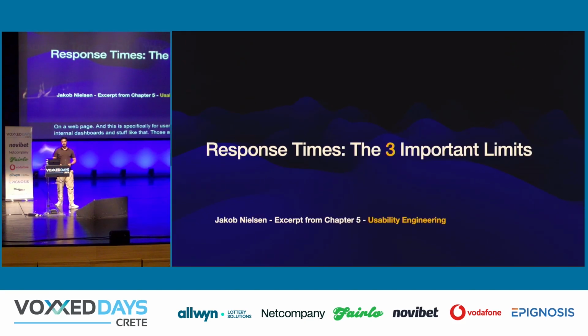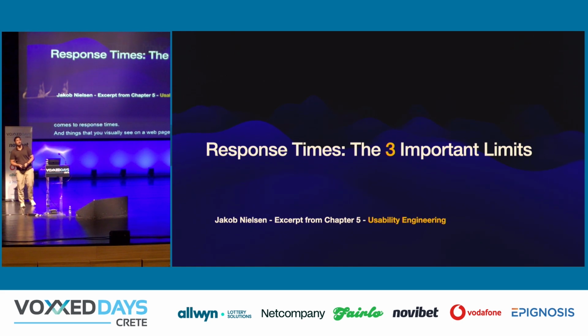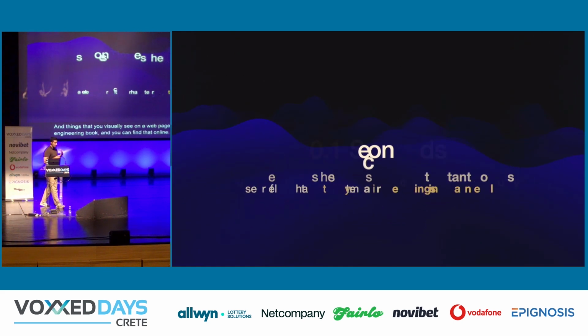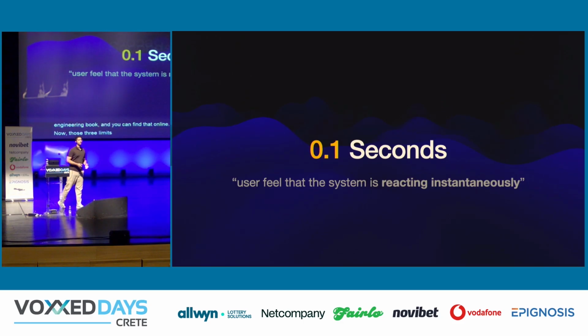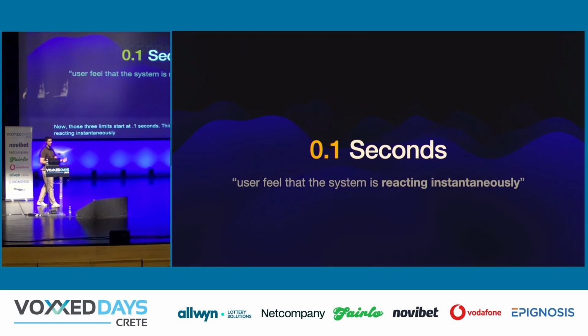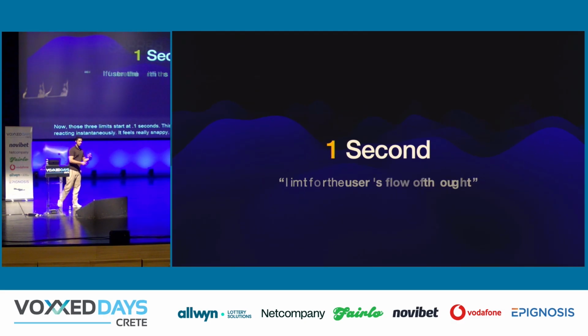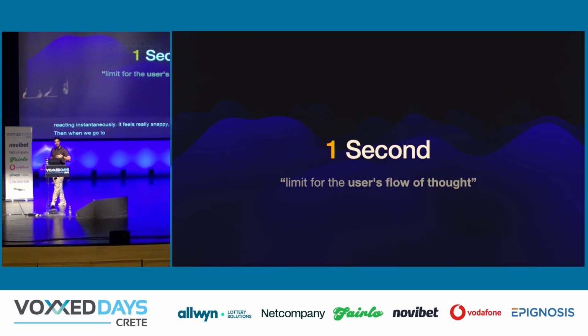And to dig into it a little bit, there are these 3 important limits when it comes to response times and things that you visually see on a web page. And this is an extract from a usability engineering book, and you can find that online. Now, those 3 limits start at 0.1 seconds. This is usually when a system feels like it's reacting instantaneously. It feels really snappy, really nice. Then when we go to 1 second, that's generally the limit for users' flow of thought.